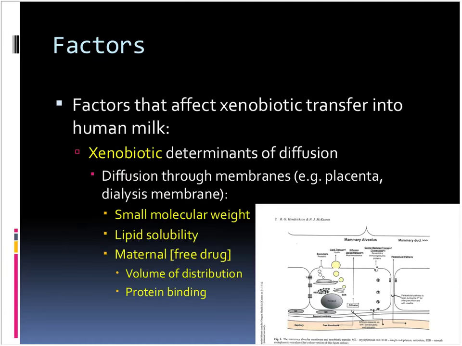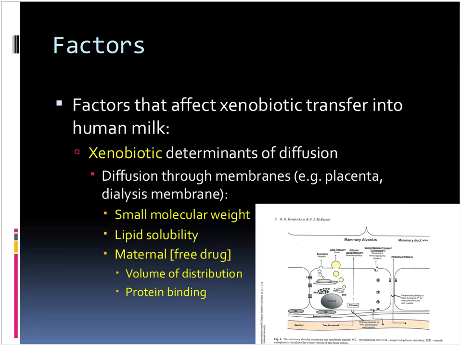So as far as the xenobiotic, we know what causes things to diffuse across membranes. We can predict generally if a substance can travel across the membrane. We do this all the time when we talk about traveling across the placenta or a dialysis membrane or the pulmonary membrane. So we know that things that have small molecular weights, that are lipid soluble, and that have a high maternal free drug concentration would predictably diffuse across the membranes easier.